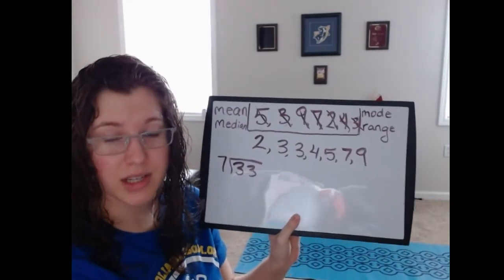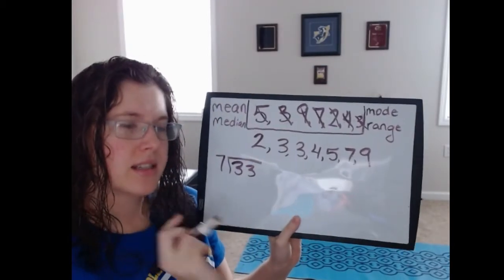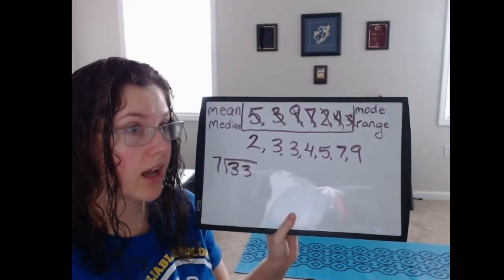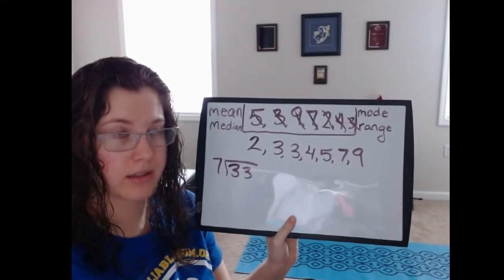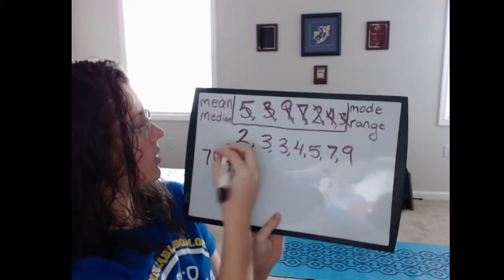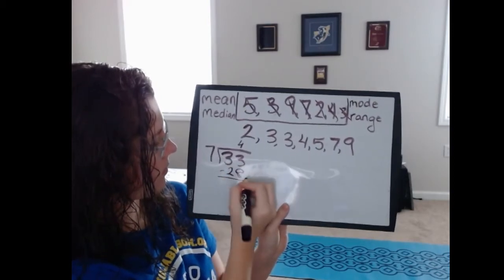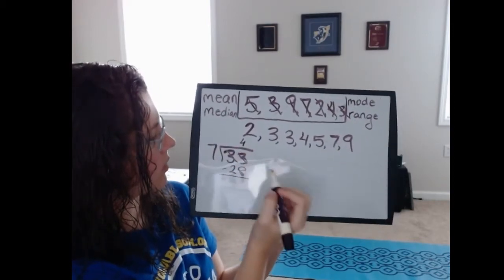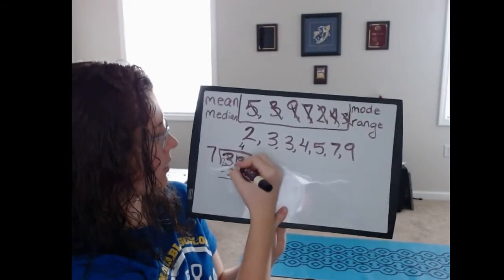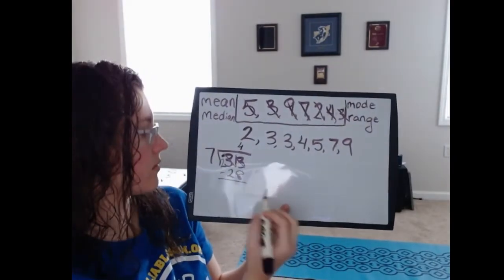I don't know that fact off the top of my head because it's not a fact you'd have to know. So think. 7 could go into 33 how many times? Well, we know 7 times 5 is 35. That's going to be too big. 7 times 4 is 28. It's probably as close as we're going to get. 7 times 4 is 28. If you don't know what 33 minus 28 is off the top of your head, you can borrow and regroup. 13 minus 8 is 5.